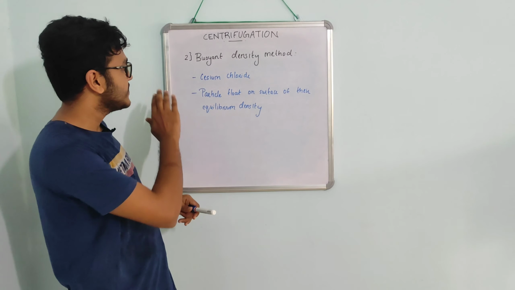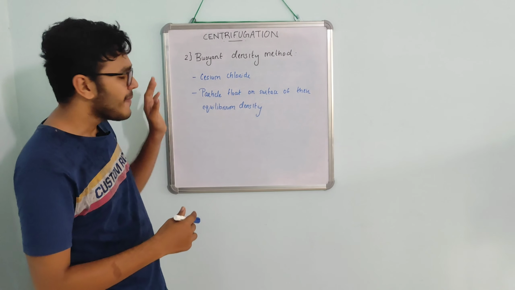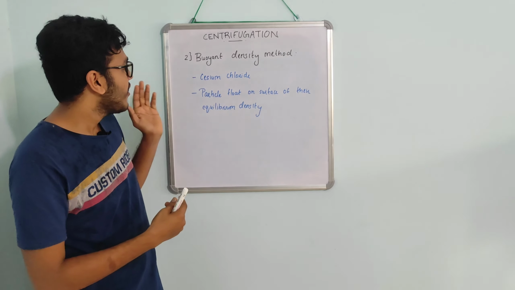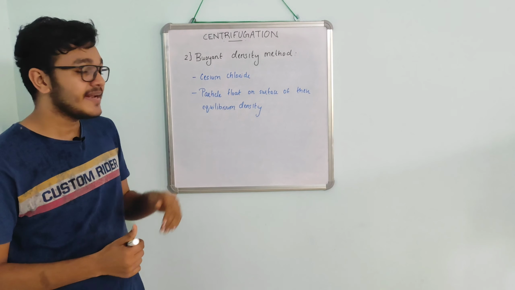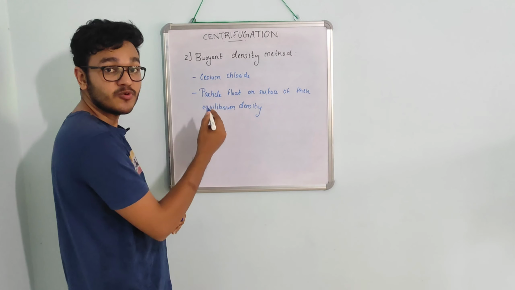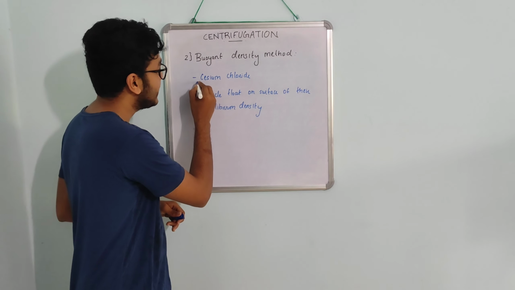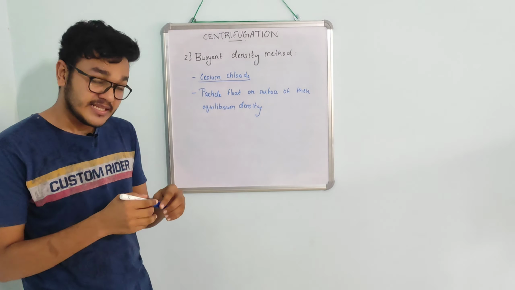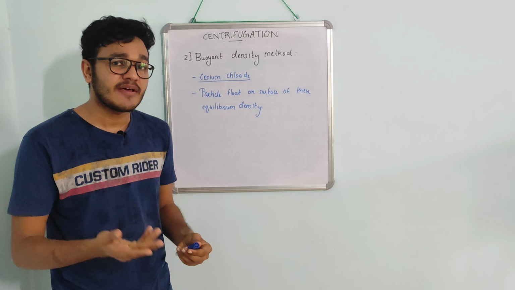The second method is the buoyant density method. The main difference between the velocity sedimentation method and the buoyant density method is that the medium used in the first one is sucrose, whereas in this case it is cesium chloride. In this also the centrifuge is used at a very high speed.